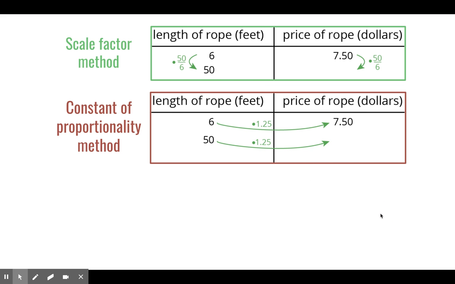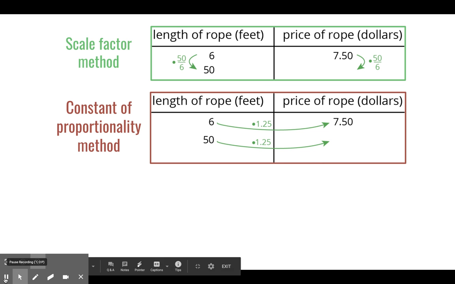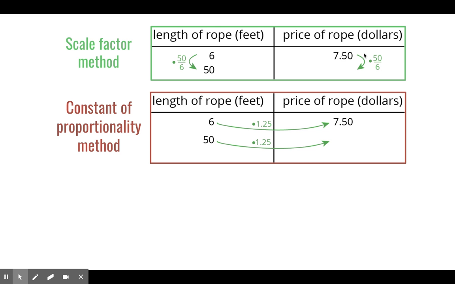So let's dive a little deeper. There were two different methods that we used here. We used the scale factor method, where we just did some division to figure out how to get from 6 to 50 and what would be next to find the next missing value. Or we used the constant proportionality method, which is finding the unit rate.